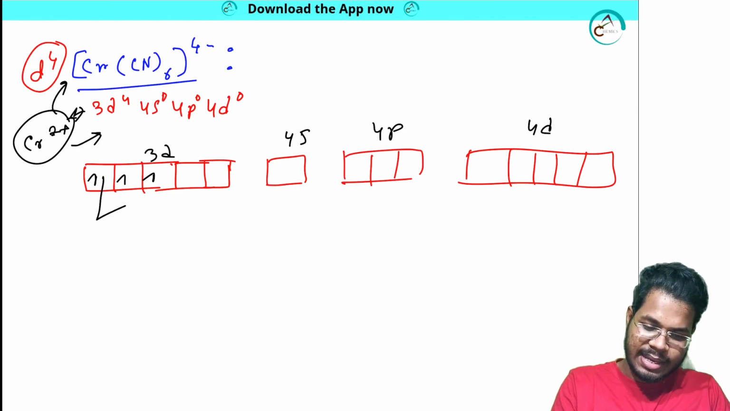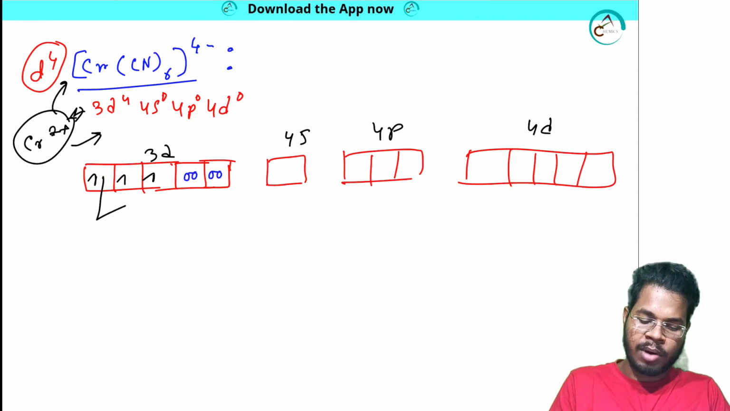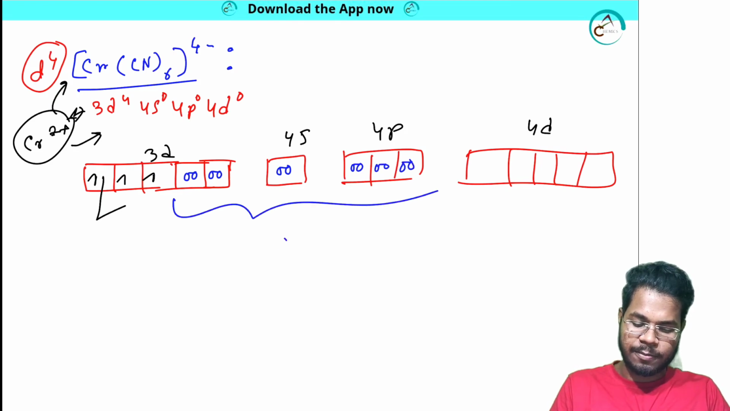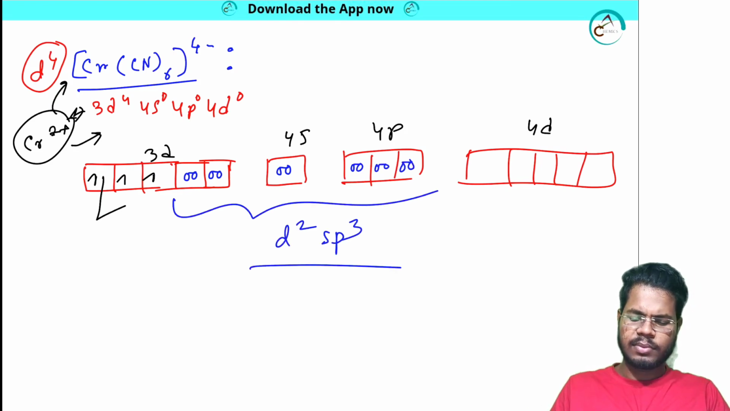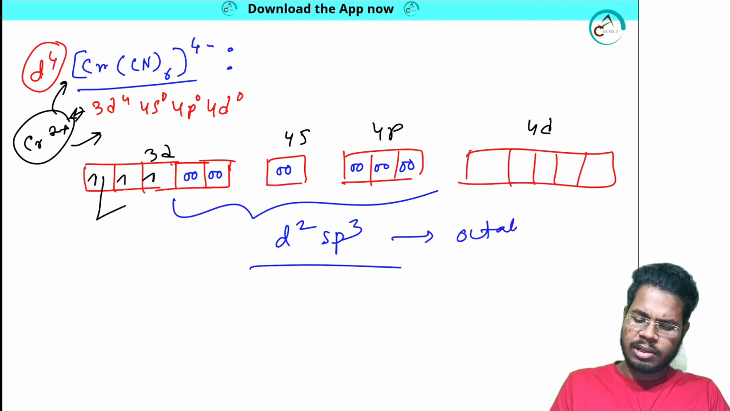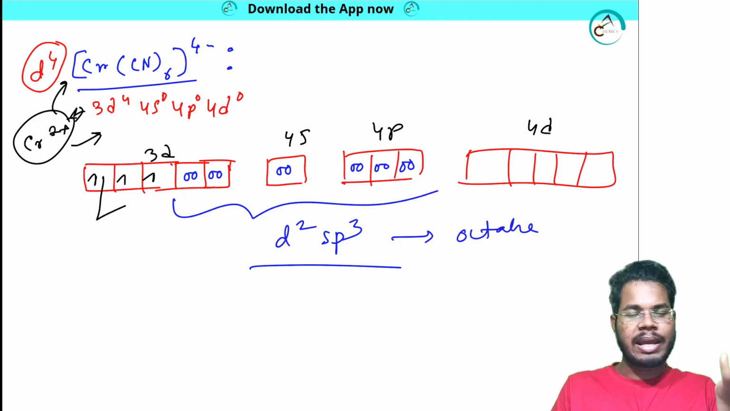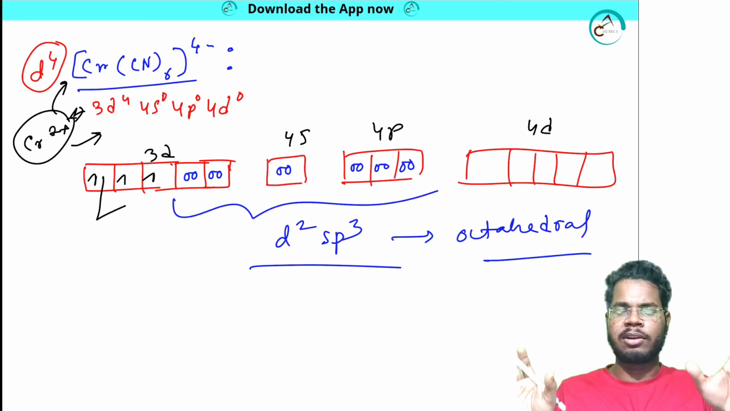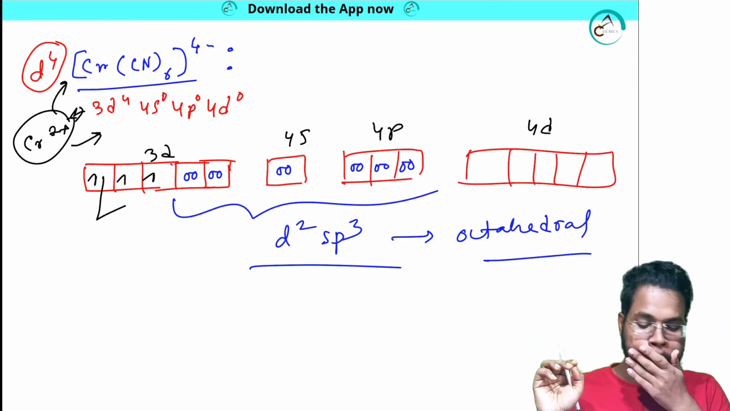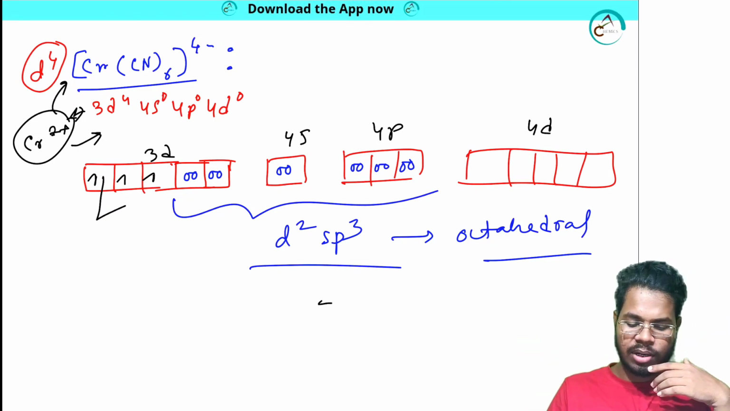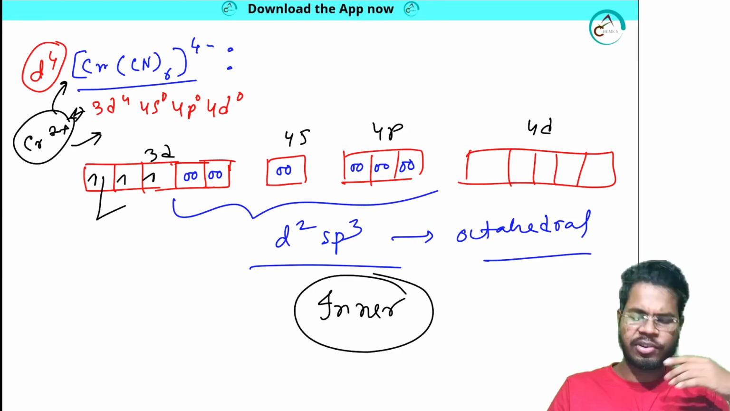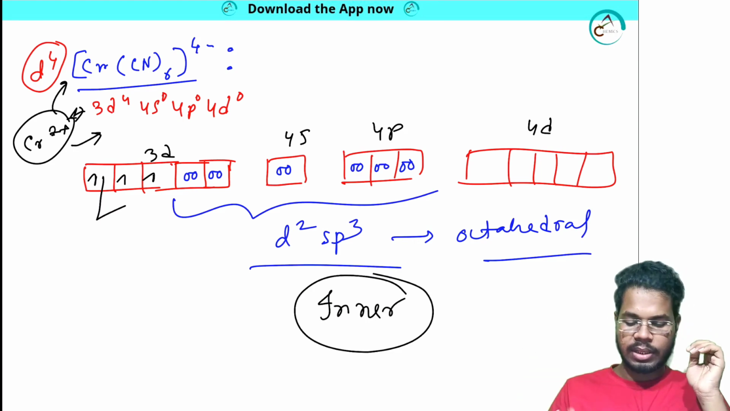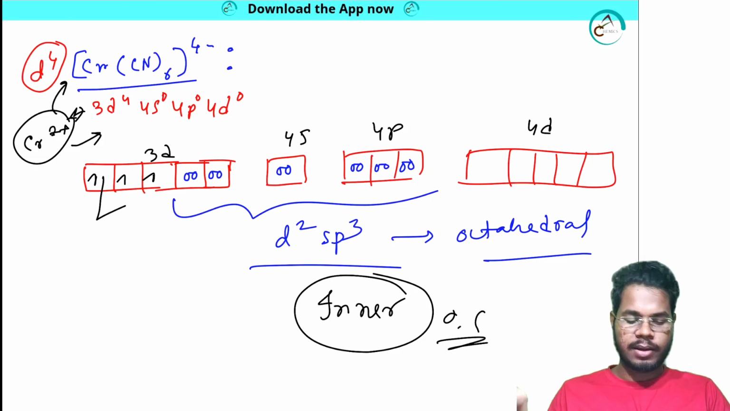Now 6 ligands can come and form a complex like that. d2sp3. This will of course be octahedral. So d2sp3 or sp3d2, both are the same. Both will give the same structure, but the difference is inner and outer orbital complex. So what is it, inner or outer? You can say of course inner, because it is using 3d, inner d, inner orbital complex, IOC.